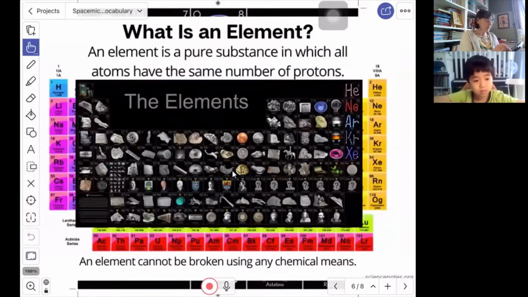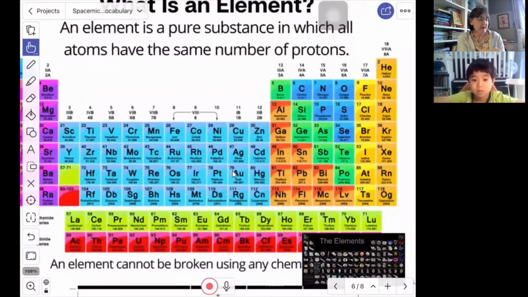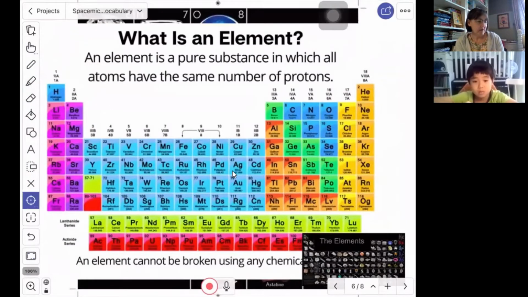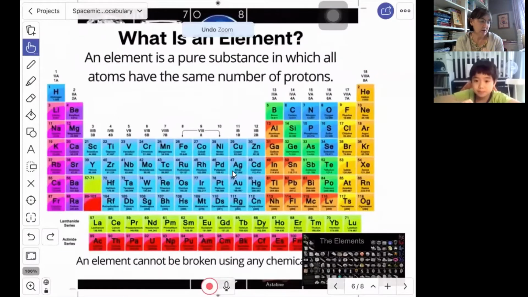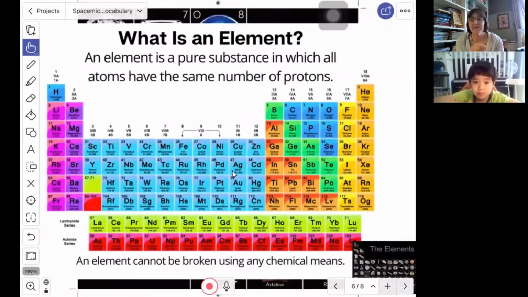So the first one I want to show you is this one. This one says, what is an element? Okay, so an element is a pure substance, which means it's only made of one thing. And what's very important is this sentence right here that says, an element cannot be broken using any chemical means. Okay, so there's nothing you can do to break an element.